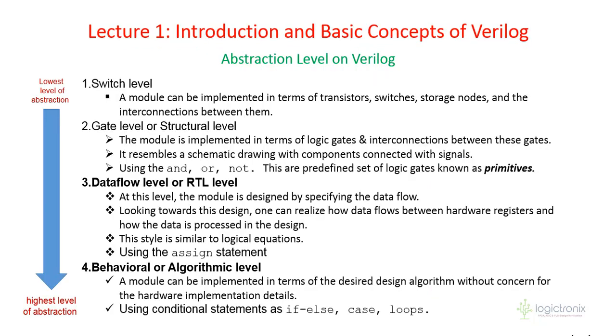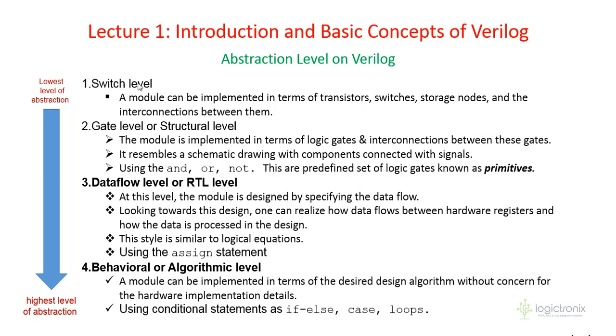So basically we have here the abstraction levels in Verilog. There are mainly 4 different abstraction levels in Verilog. However, most of the literature talks about 3 different abstraction levels. They talk about gate level, data flow level, and behavioral level. So there is also another level, which is switch level. Switch level actually implements the design on transistors, switches, or storage nodes.